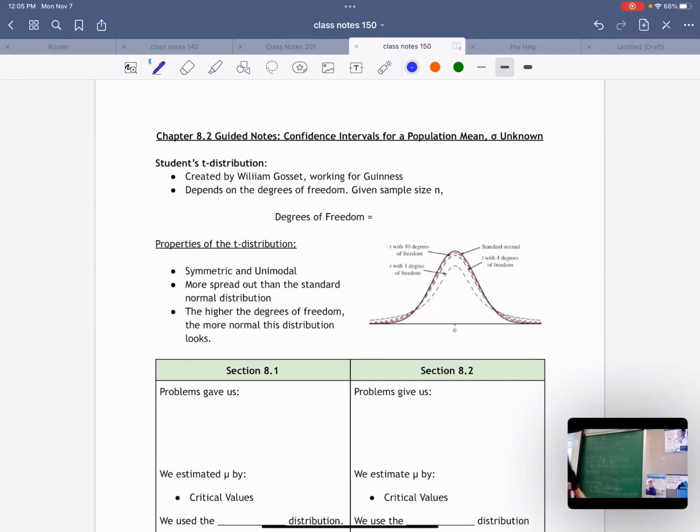All right, so we've got a new set of guided notes. Let's just take a look at what they say and what exactly we're doing today.